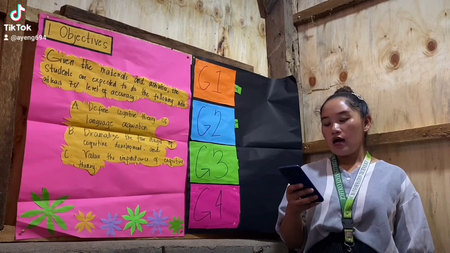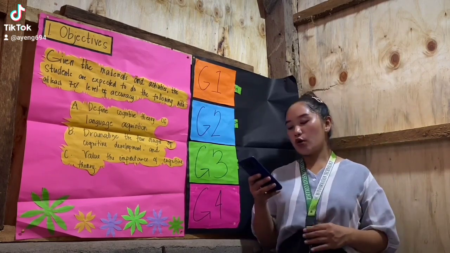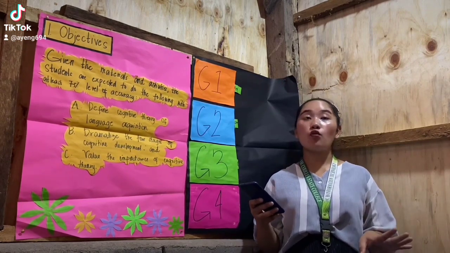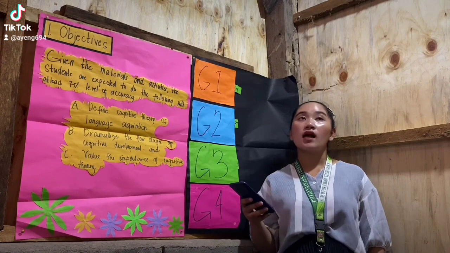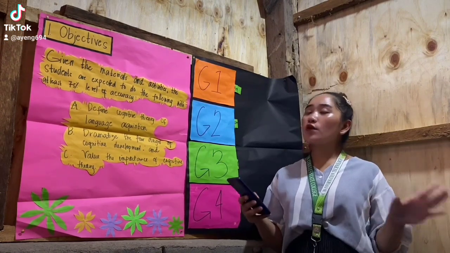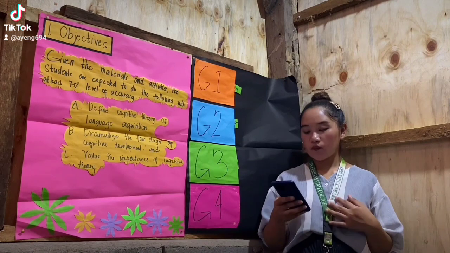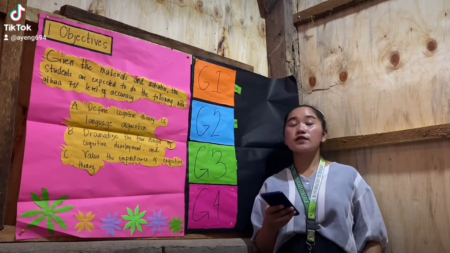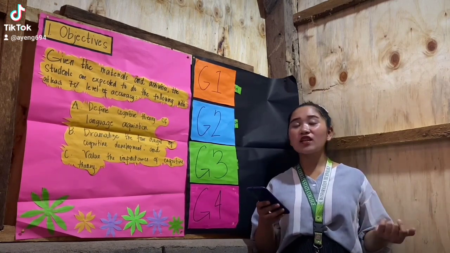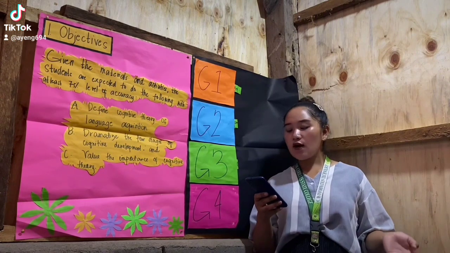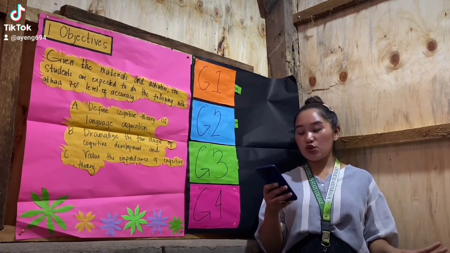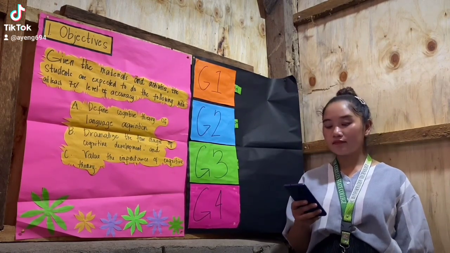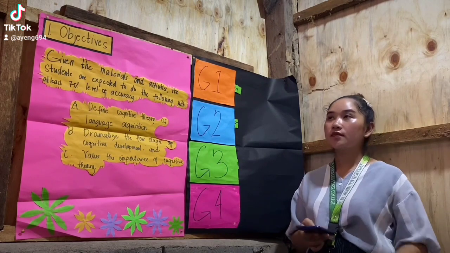So, before we proceed to our topic this morning, let us have a short review of our previous lesson. So class, what was our previous lesson? Our topic last meeting was all about the operant conditioning of B.F. Skinner. So very good. That is operant conditioning, right? So, what is operant conditioning? Operant conditioning or instrumental conditioning is a theory of learning where the behavior is influenced by its consequences.